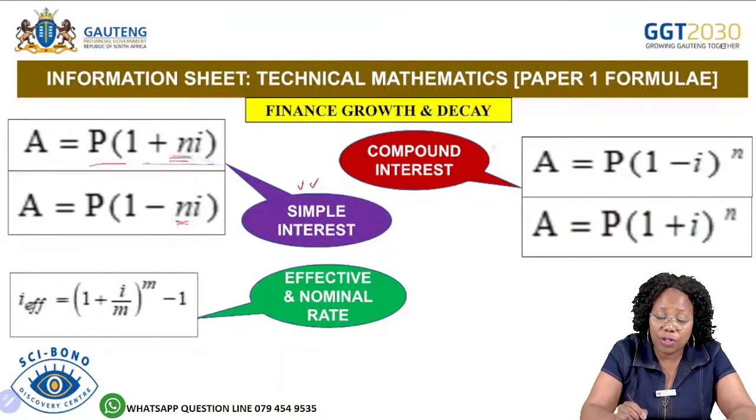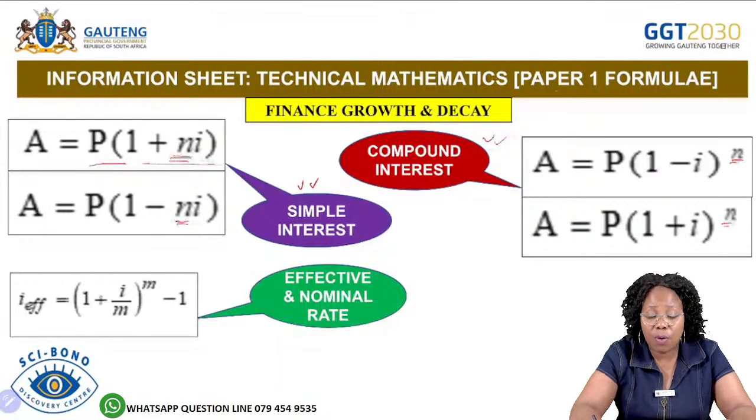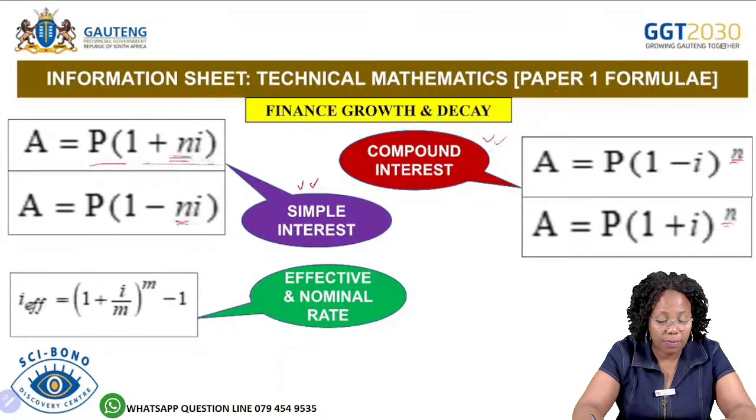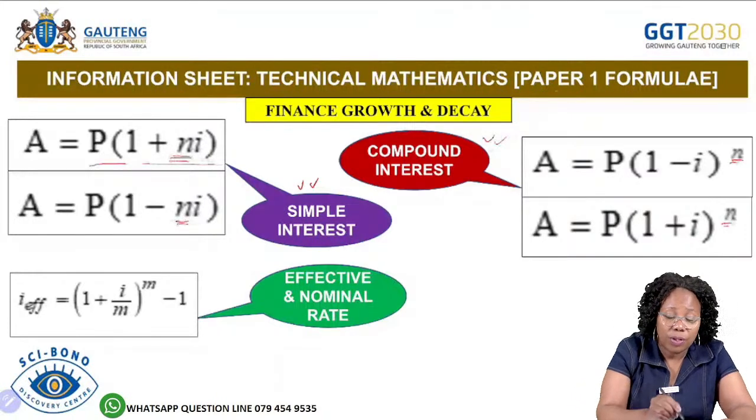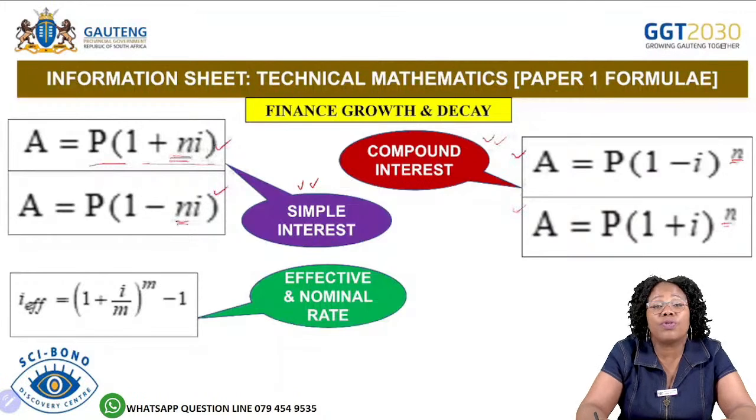Now when you look at the compound interest, look at N. Our N is now an exponent. That means compound interest has a relationship with the exponential equation. The first two formulae here, we use for simple interest, and the next two there, we use when we are dealing with compound interest.